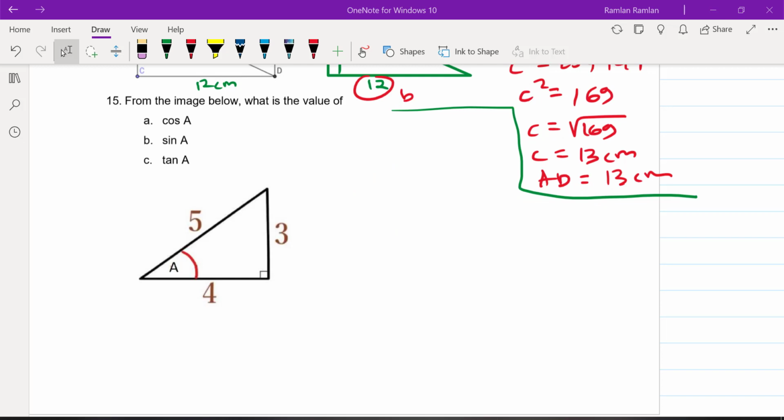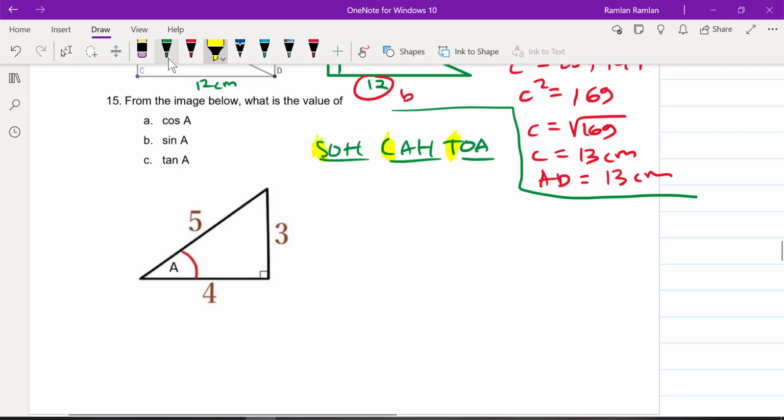Okay, number 15, from the image below, what is the value of cosine A, sine A, and tangent A? So, actually, we have learned about this a little bit. We have what we call SOH CAH TOA. This represents S with the sine, C with the cosine, and T for tangent. So what is O, H and A? That is going to be the sides of the right angle triangle. Remember that for now we can only use this for right angle triangles.